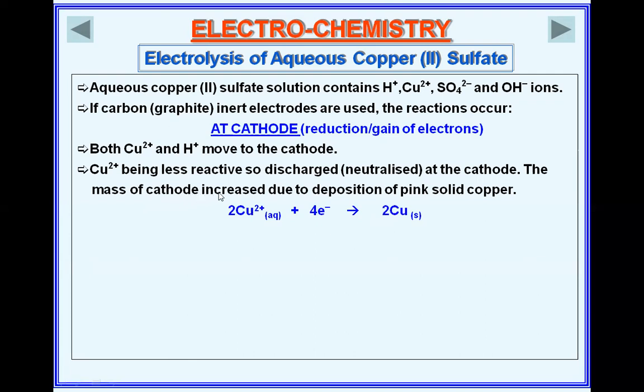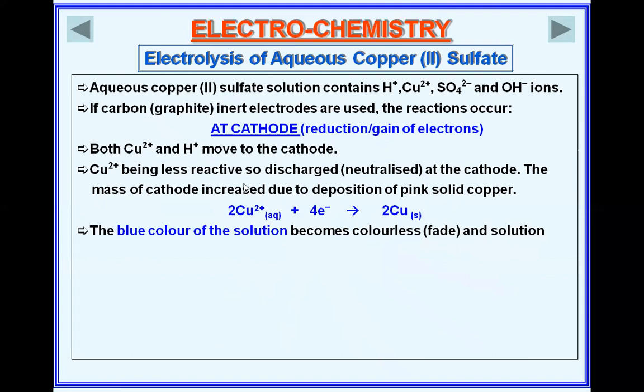So copper, being less reactive than hydrogen, is discharged and neutralized at the cathode. The mass of the cathode increases due to the deposition of pink solid copper. Copper ions from the solution accept electrons. As a result, the appearance of the solid copper at the cathode is a pink solid, or red brown solid. Both words can be used. So when electrolysis is going on, the size and mass of the cathode must be increasing.